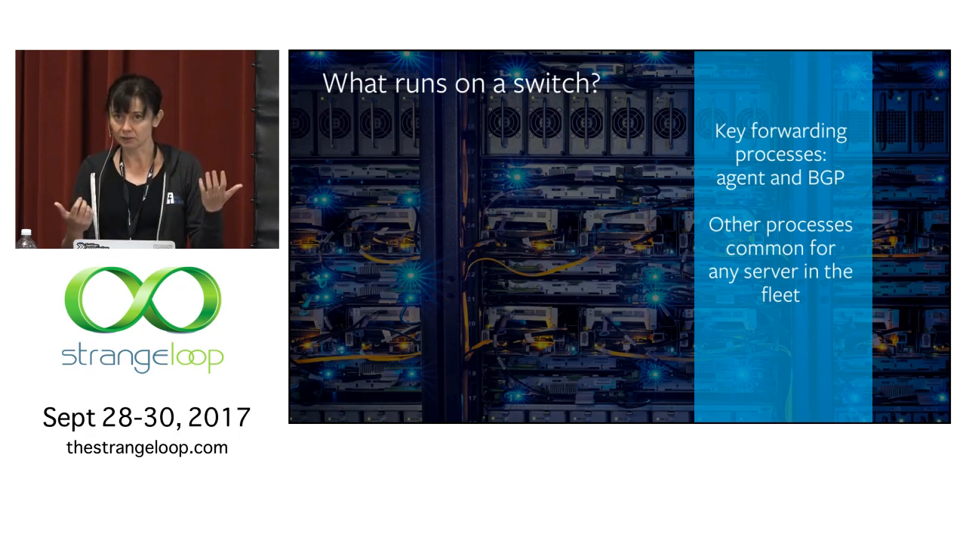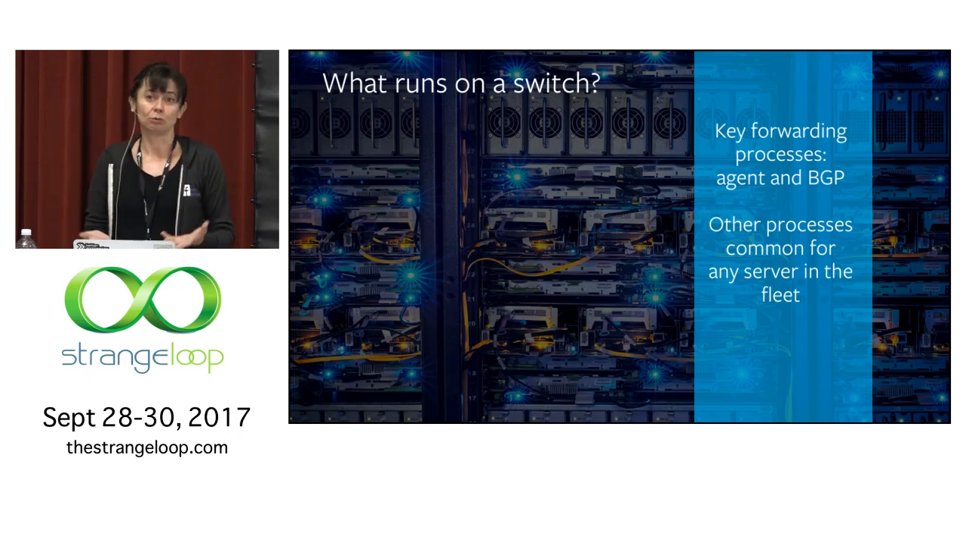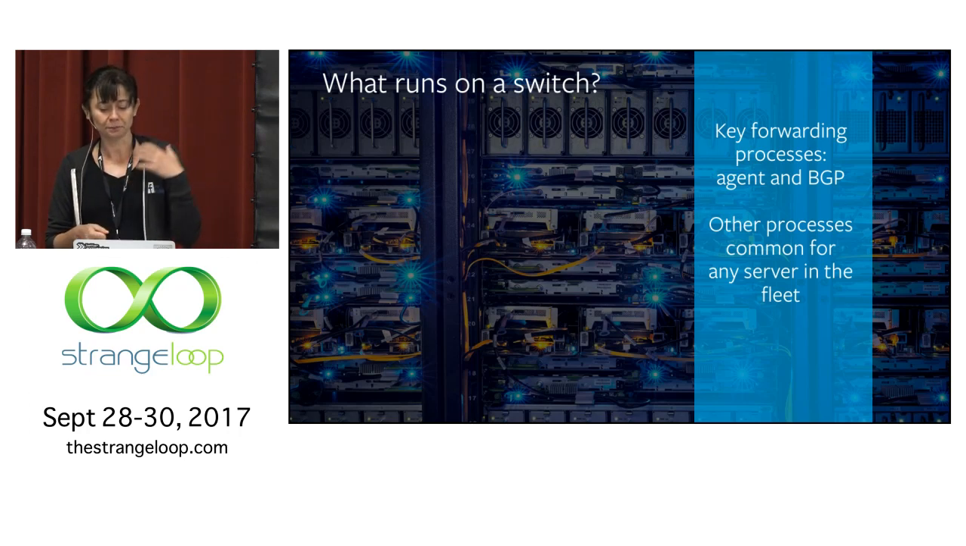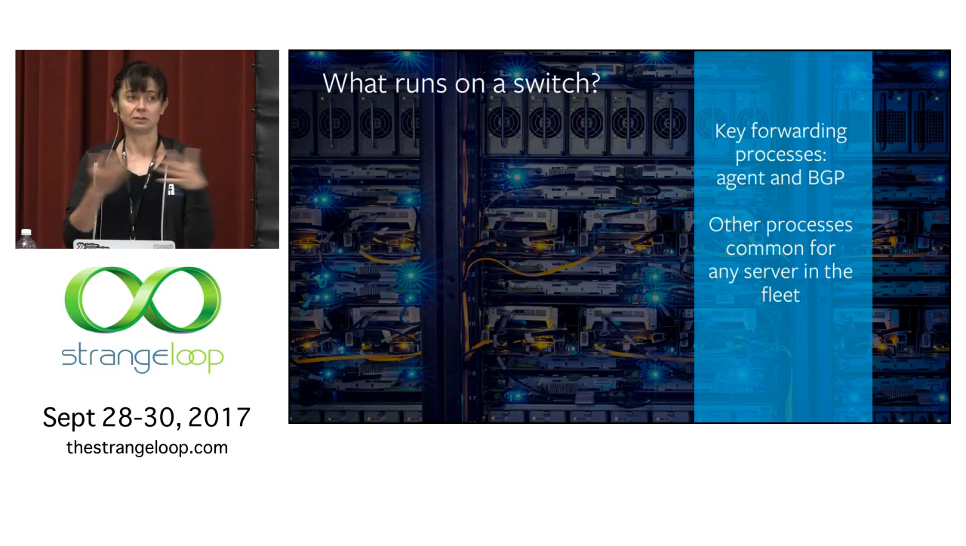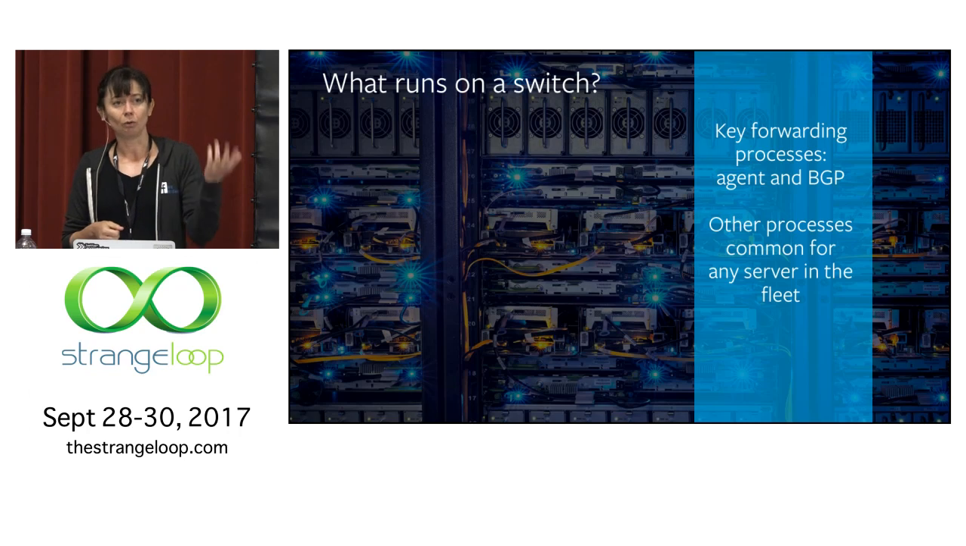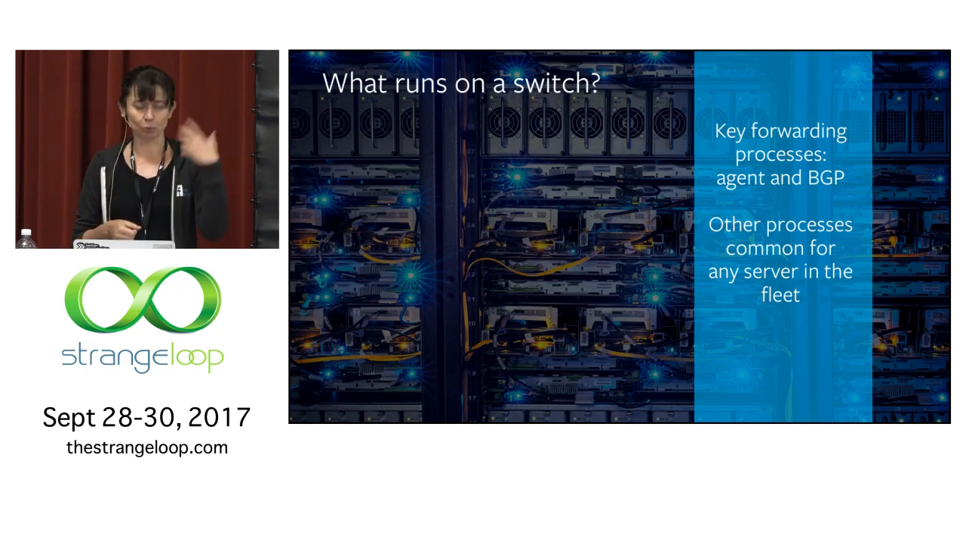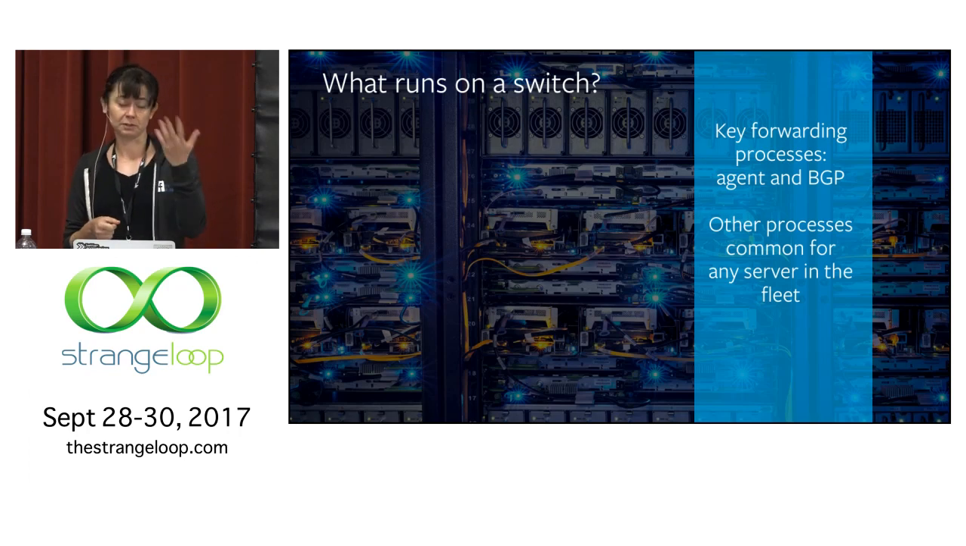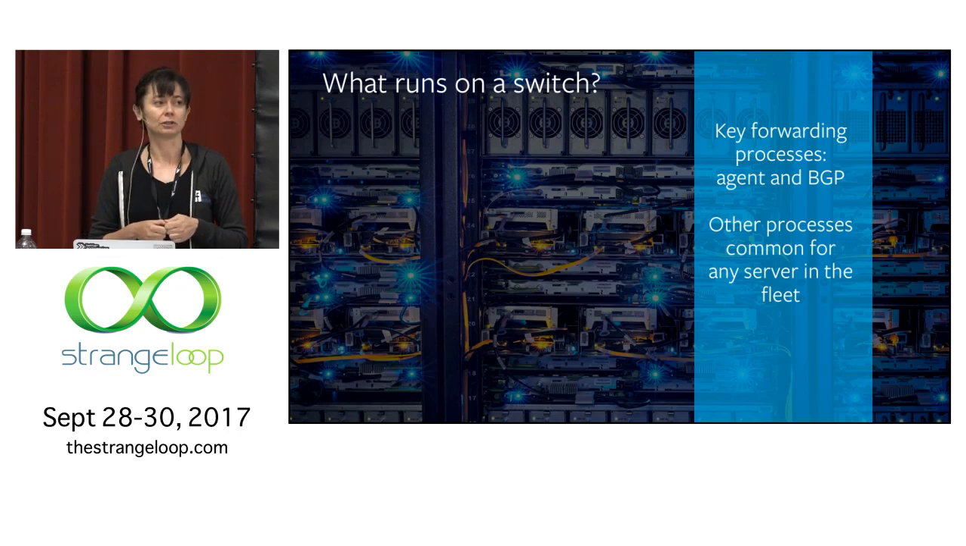These key forwarding processes are what makes a switch a switch. But there are other processes that run on these. As I mentioned, we wanted to make sure we can take advantage of things we already had in Facebook's infrastructure. So the things that normally run on all the servers now run on our switches. Good examples would be our logging daemons, configuration daemons, or daemons in charge of exporting switch-specific metrics, and that's all collected by the rest of Facebook infrastructure.